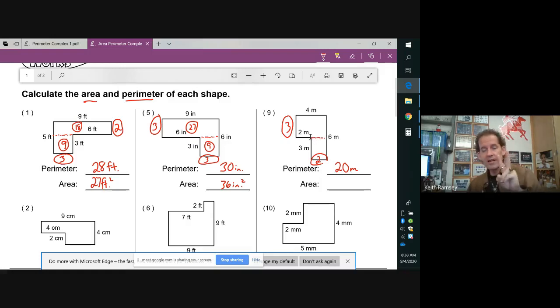And now I have 2 rectangles. So it's not a perfect square down here. It looks like it's 3 by 2. So length times width for area is 6 square meters in there.